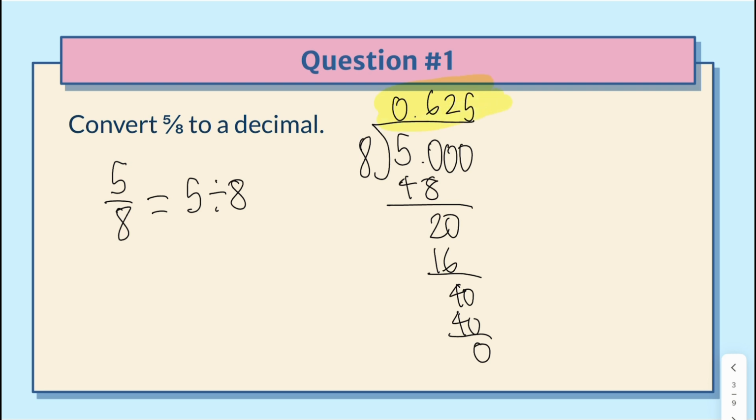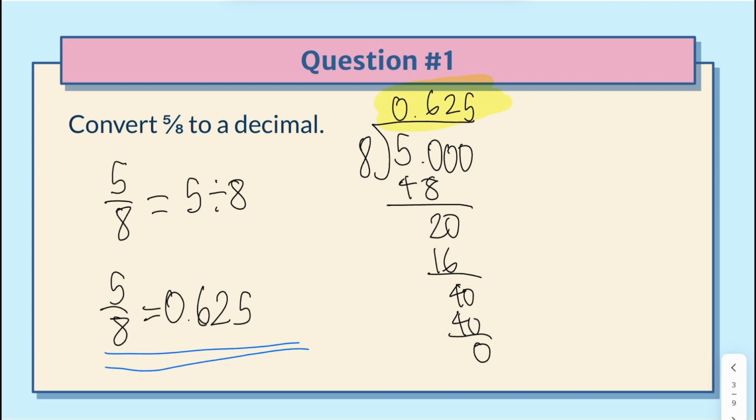So whenever you're converting fractions to decimals, the only thing you need to do is just long division. So now we know that 5/8 equals 0.625. This is our answer.